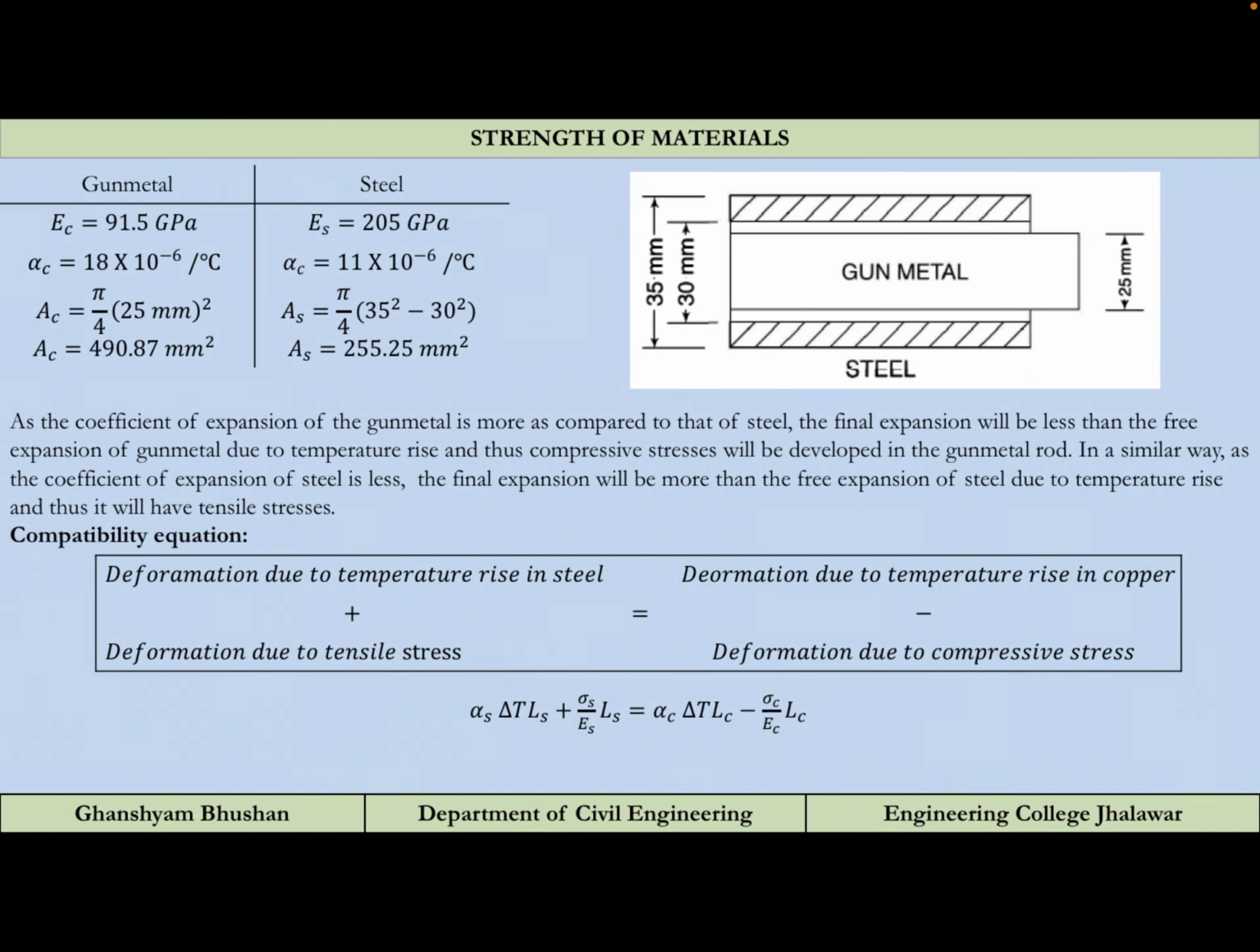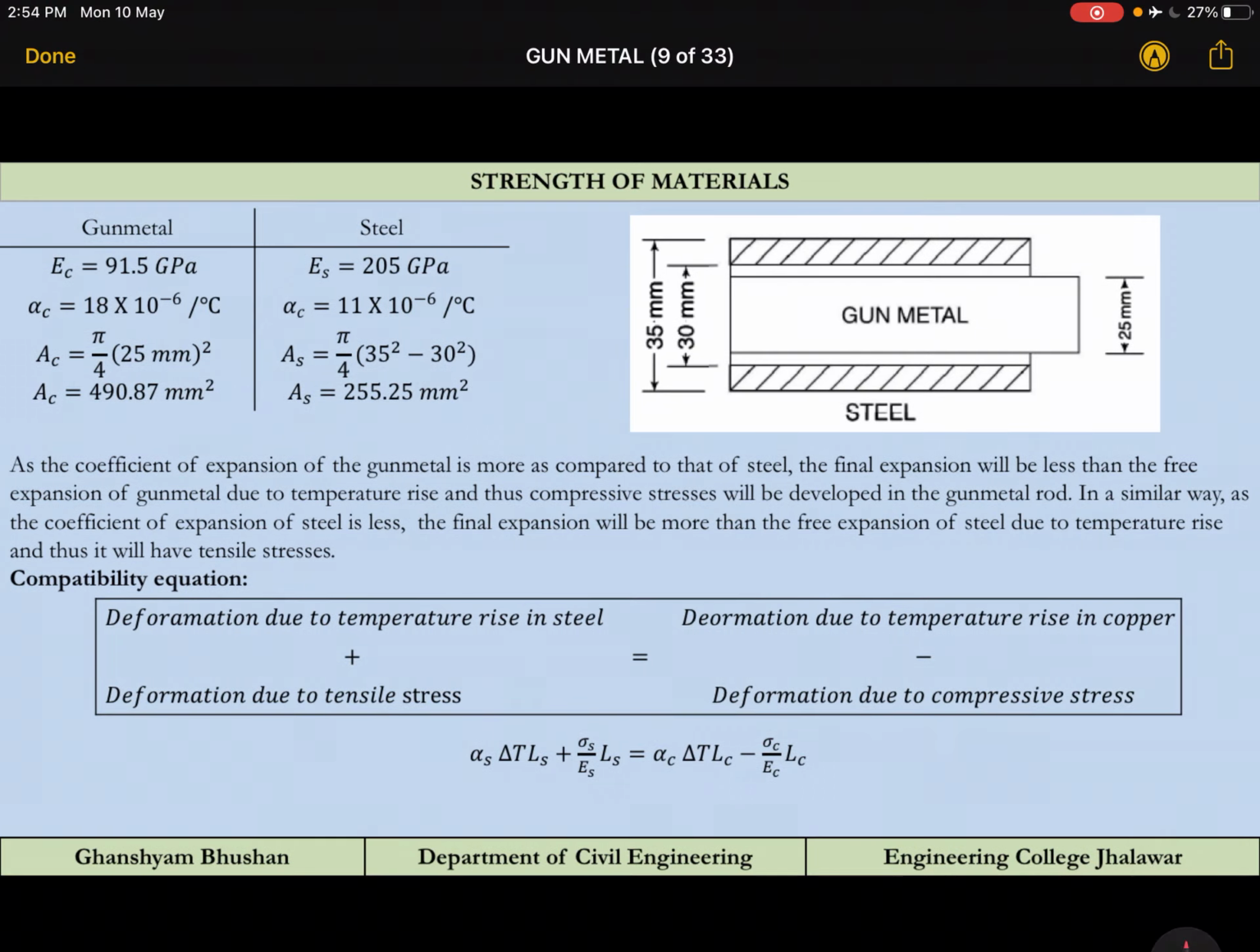So these gunmetal properties are there and we have calculated the area also. So area of gunmetal and area of steel. Here you can see the stresses will be different. Let us see what point I am trying to make here. As the coefficient of expansion of the gunmetal is more as compared to the steel, the final expansion will be less than the free expansion of gunmetal due to temperature rise, and thus compressive stresses will be developed in gunmetal.